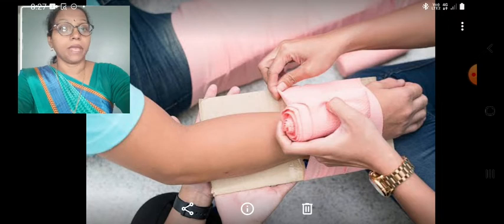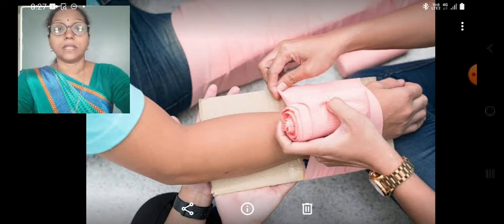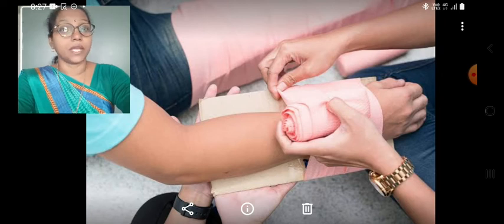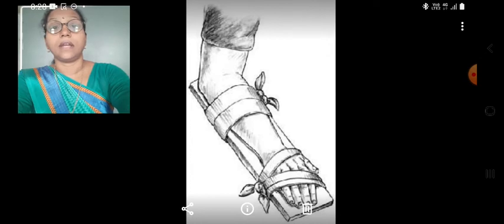We should make a splint and attach that splint to the fractured part. We can fold a newspaper and make a splint. We can use a piece of wood, a piece of cardboard or even a pillow for making a splint. The splint keeps the bone straight. There are different types of splints we can use while giving first aid.